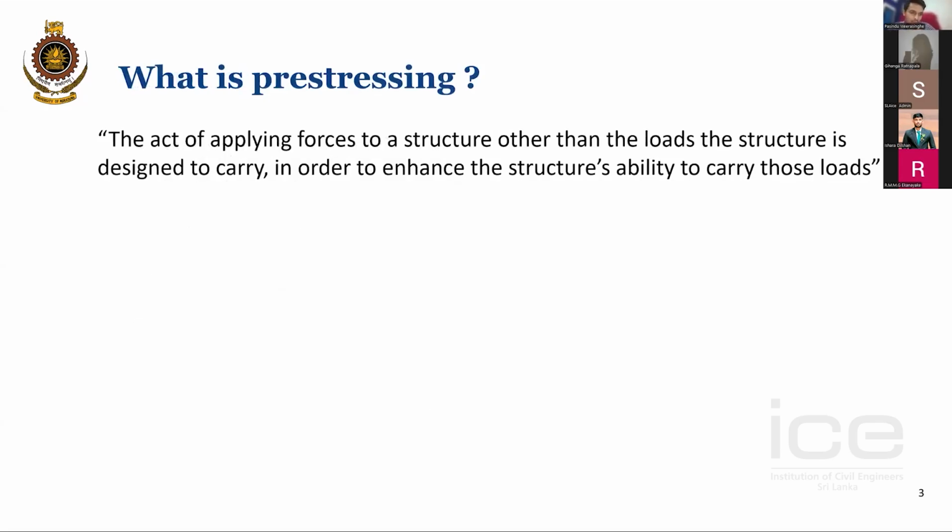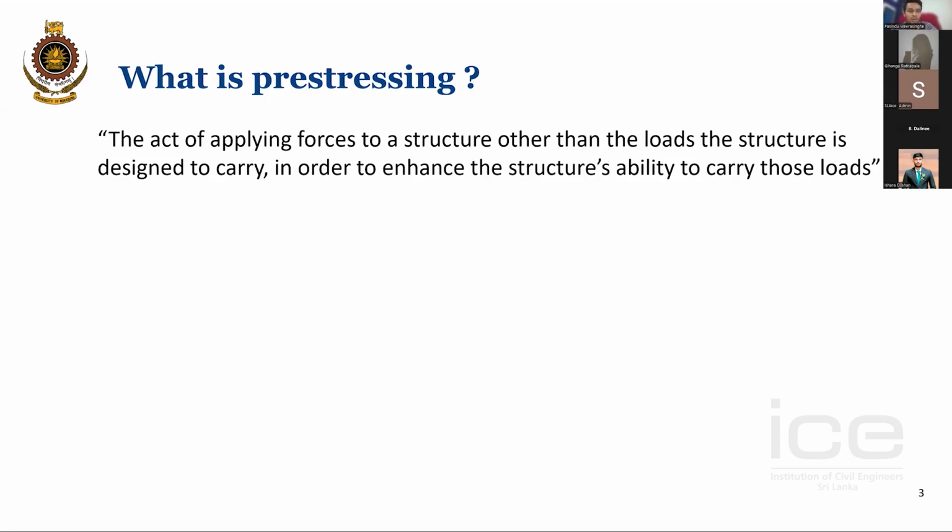Now, pre-stressing is the act of applying a force. Normally, when we apply force to a structure, that force will cause failure, because structures fail due to applied loads. The difference between a normal load and a pre-stressing load is that the aim of applying this pre-stress force, or this additional force, is to enhance the structure's ability to carry the loads. So that is how normal loads differ from pre-stressing loads.